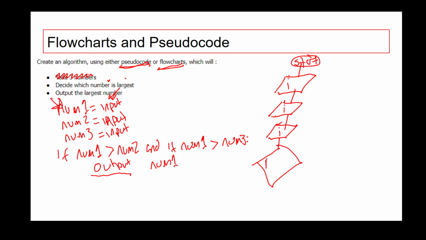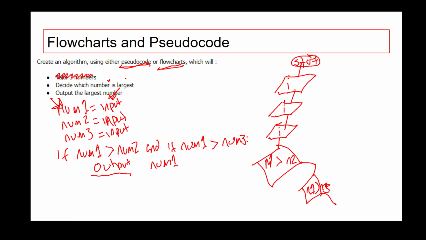So is n1 greater than n2? And then we can go down here, is n1 greater than n3? And we can go down from there. That's one way of tackling it with the flowchart.